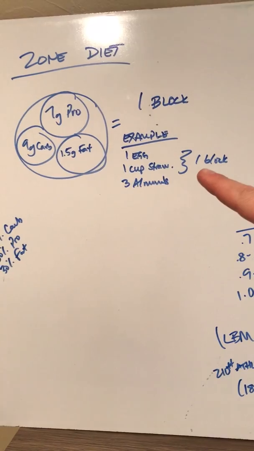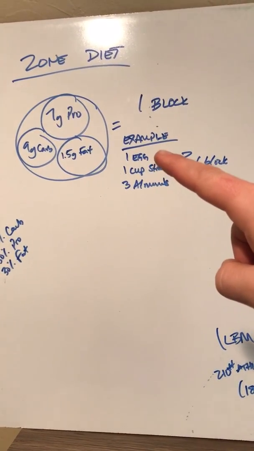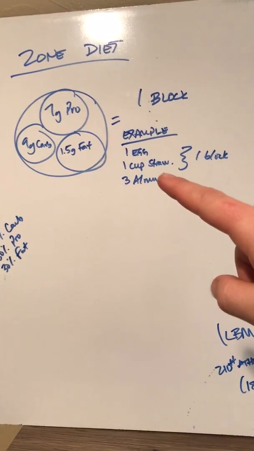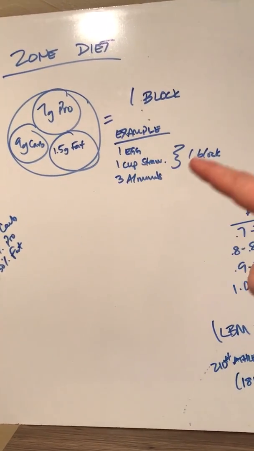Example for a one block meal: 1 egg, which is my protein, 1 cup of strawberries, which is my carbs, 3 almonds, which is my fat. Boom, that right there equals one block.